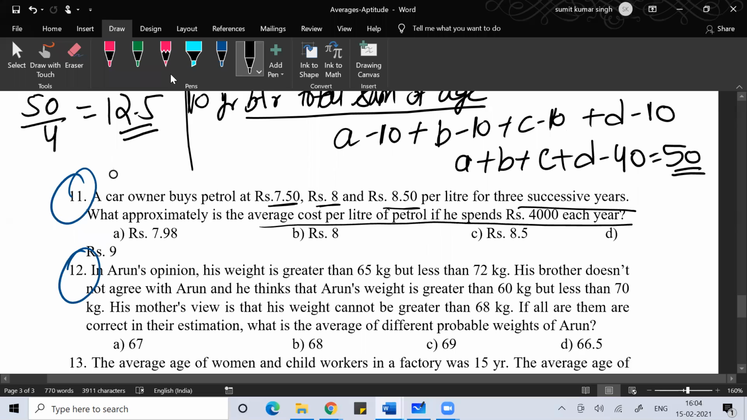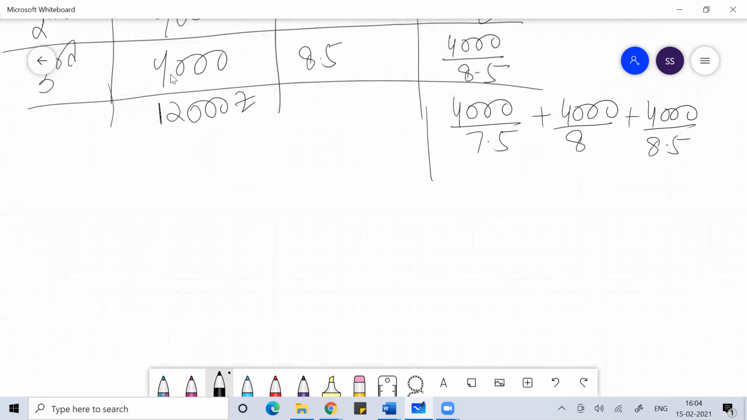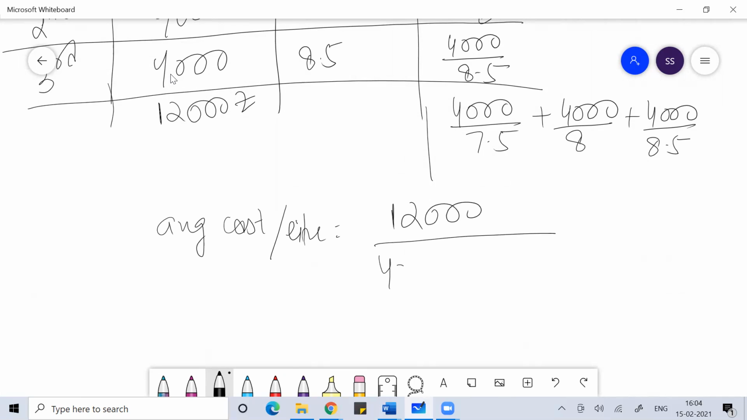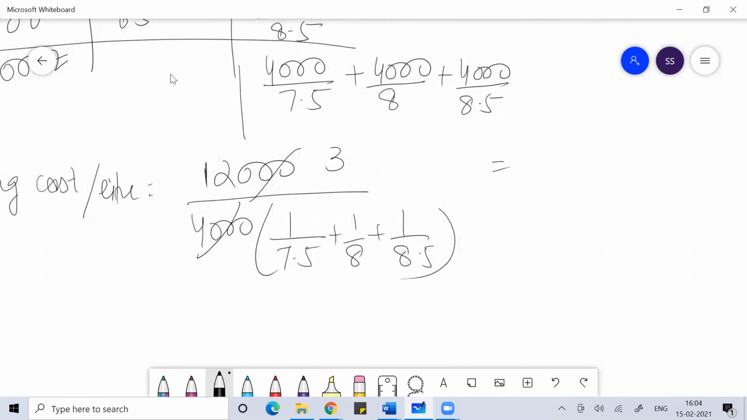What is the average cost per liter? That will be 12,000 divided by (4,000 divided by 1 by 7.5 plus 1 by 8 plus 1 by 8.5). You solve this, you'll get the answer. So this is your average cost per liter.